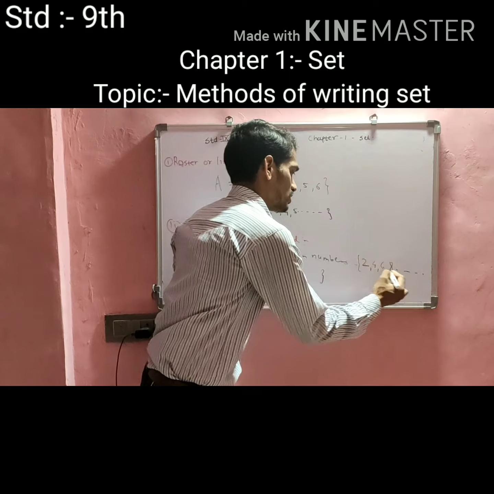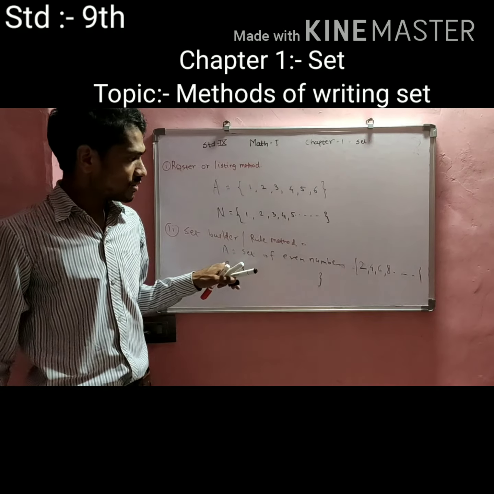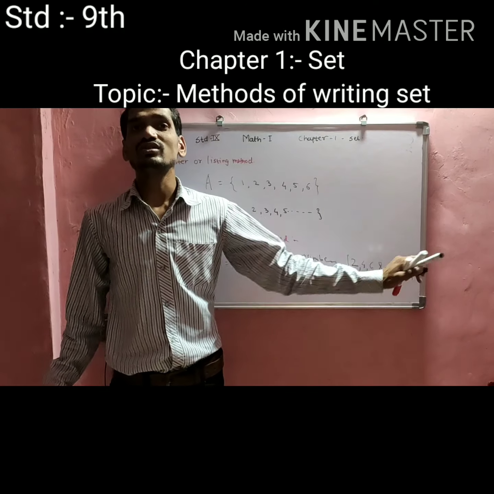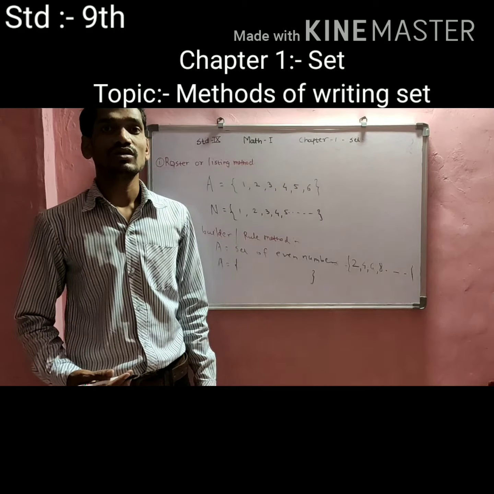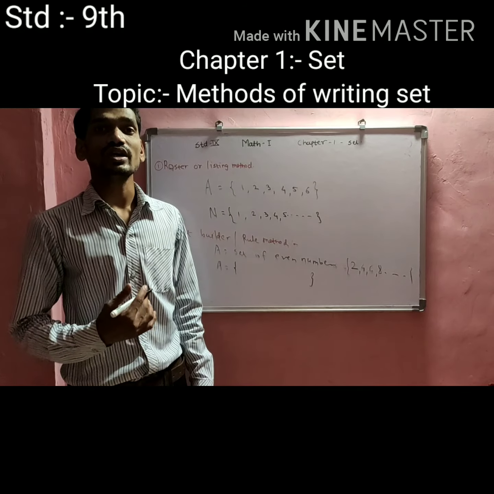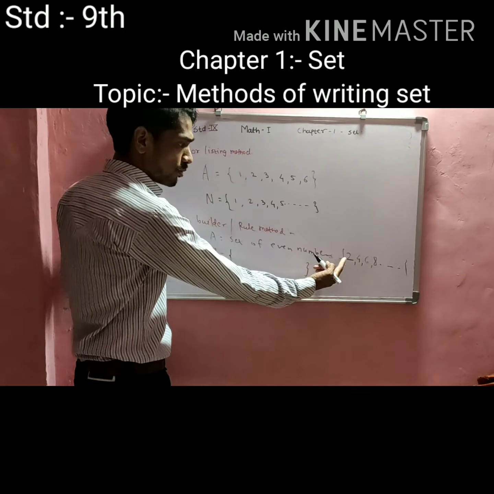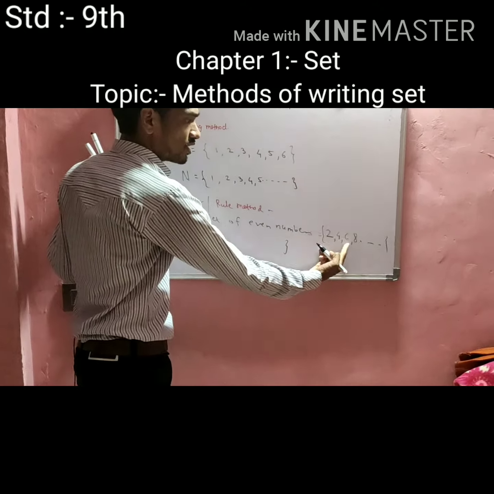This is actually the listing method. We have to convert this into the set builder method. But in the set builder method we are not using commas and we are not using the elements. We just use the characteristics. In the set builder method we use the characteristics. So is it a multiple of 2? 2, 4, 6, 8. Is it a multiple of 2?